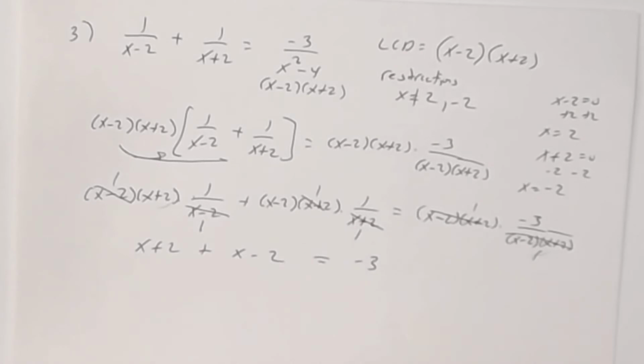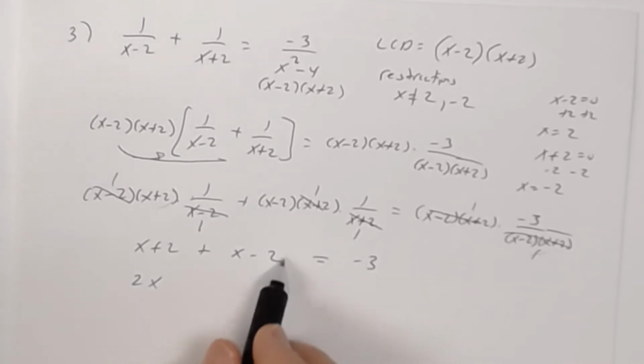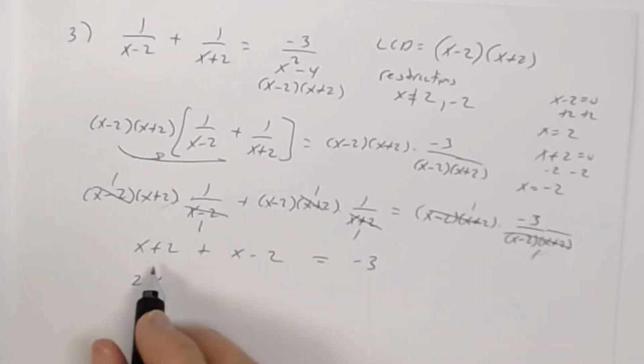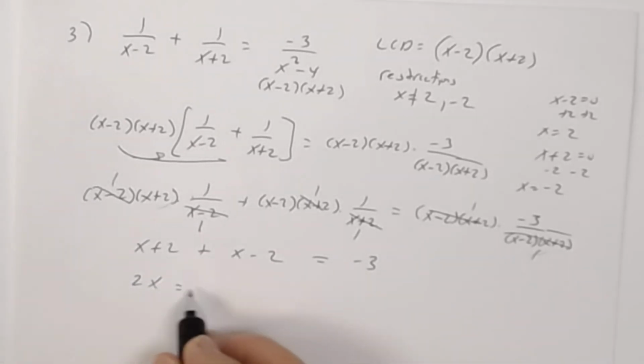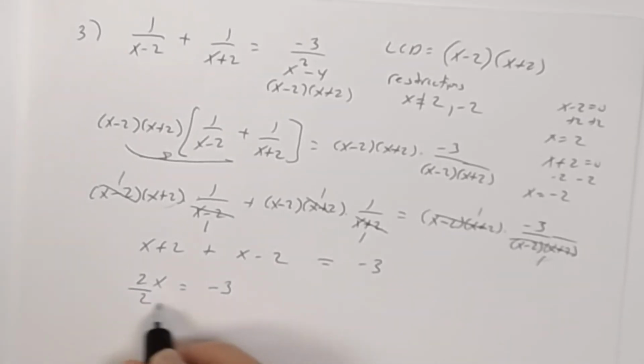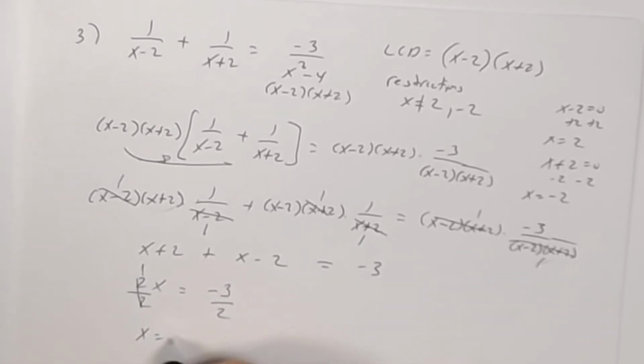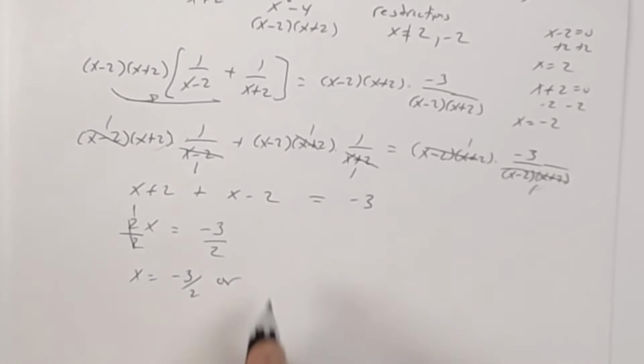Okay? All right, so that's where we're at. Now, the next step is to combine like terms. And so when I combine like terms, I have x plus x is 2x. 2 and a negative 2 is 0. So that's just 2x here equal negative 3. And then divide both sides by 2. I get 2 divided by 2 is 1. 1 times x is x. I get x to be negative 3 halves, or if you want to, you can write it as a mixed number, negative 1 and 1 half.